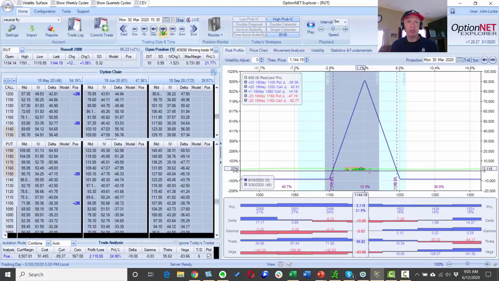No adjustments here. Again, we get behind the short strikes, but it's not a concern. Look at our T+0 line to the downside, not an issue.